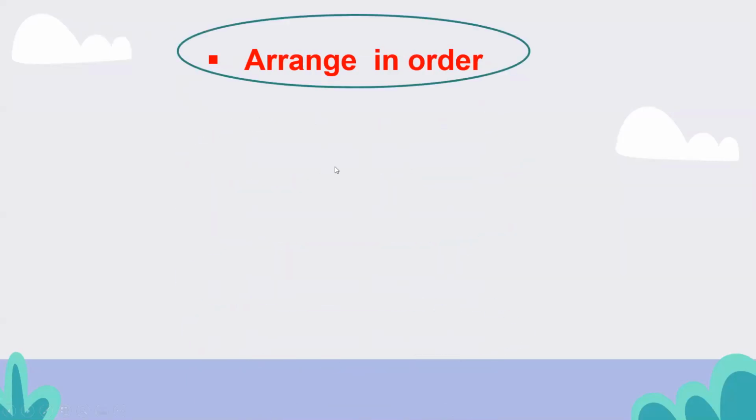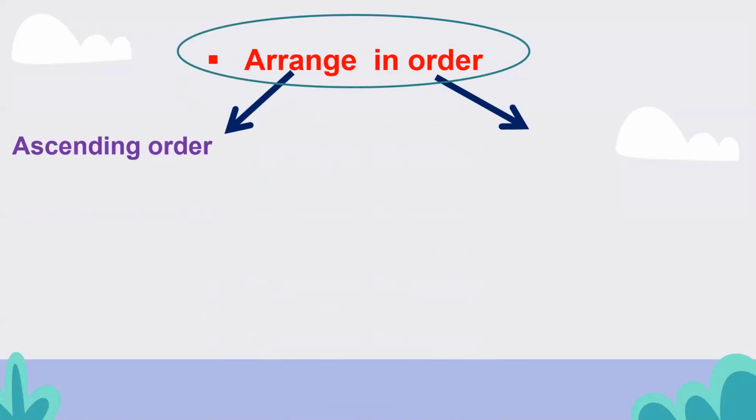We have 2 types of arrange. First type is ascending order. And second type is descending order. How can I make ascending order? Ascending starts with letter A.